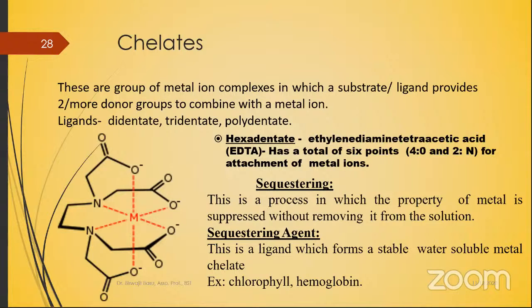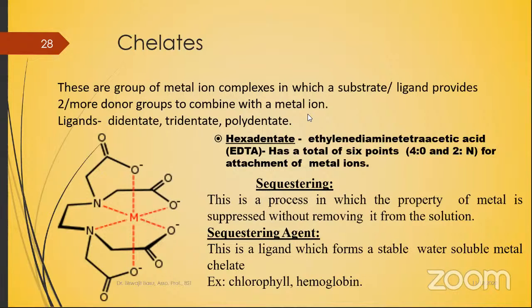So ethylene diamine tetraacetic acid, EDTA, has 6 points of attachment to the metal ion. That's why it is known as hexadentate. So EDTA provides more points for binding. Now, diverse types of bonds such as ionic, primary covalent or coordinate bonds are involved. These bonds can be seen in the calcium EDTA chelate.